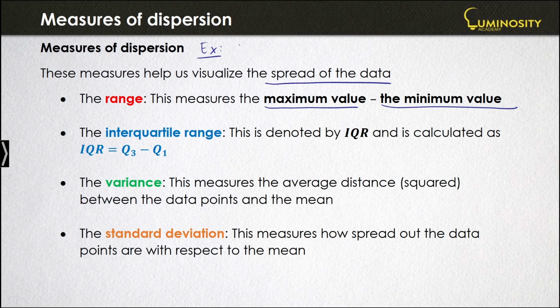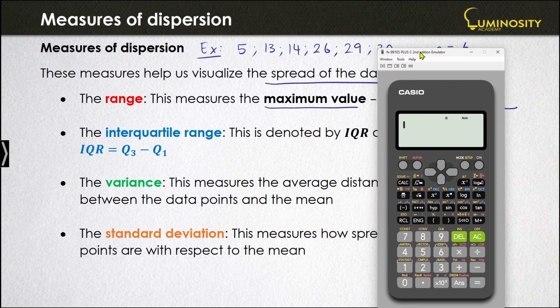Okay, so let's say, for example, our data set was 5, 13, 14, 26, 29, 30. All right, so we have n equals 6 data points over here. And within that, we can calculate a multitude of things. We can do the mean. So if you want to do the mean quickly, how can I do that? Well, we're going to bring up our calculator, and I'm going to show you exactly what we're actually going to be using on our calculator to work out these values.